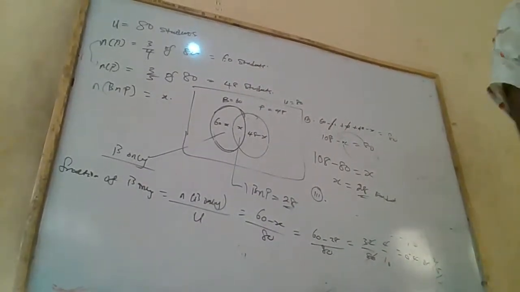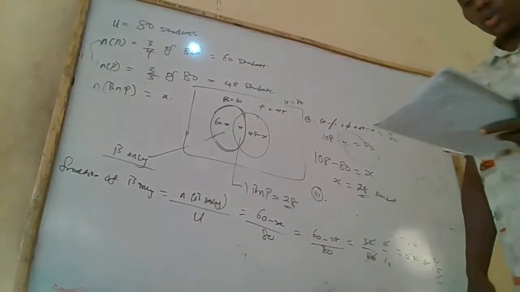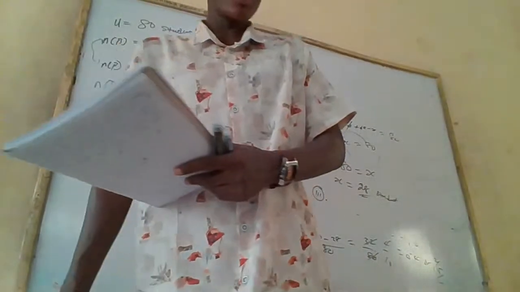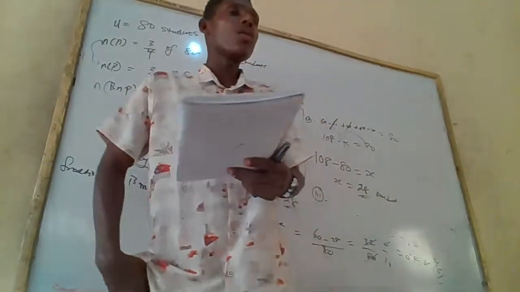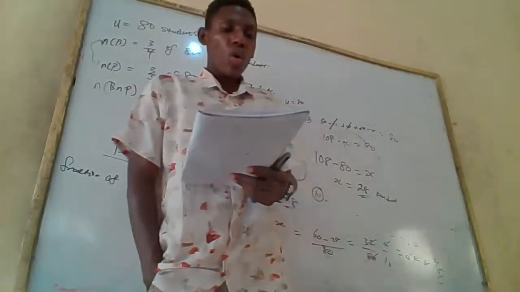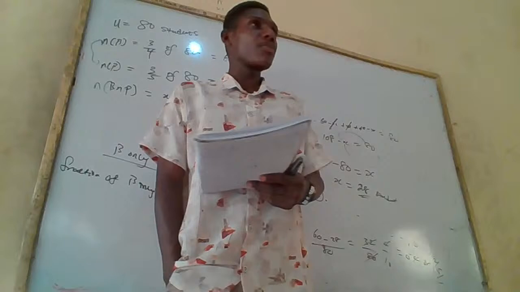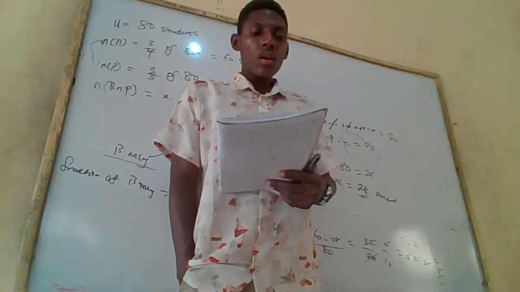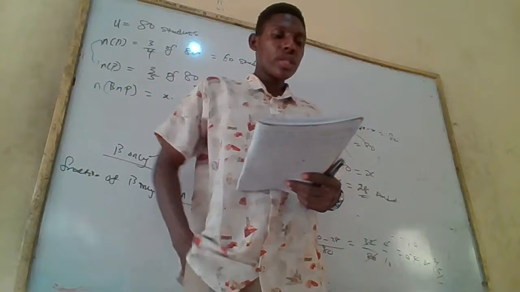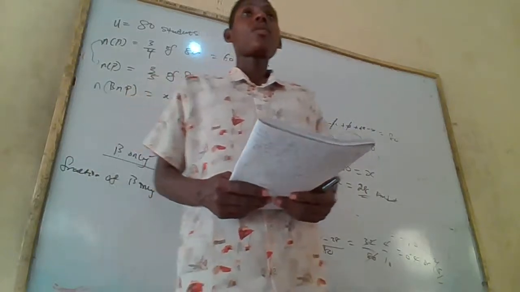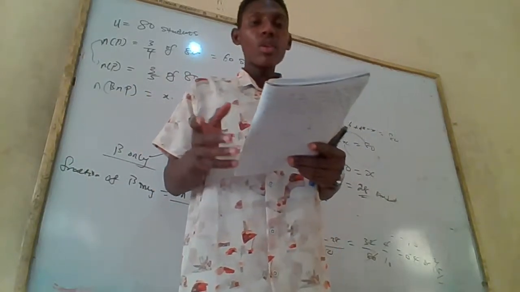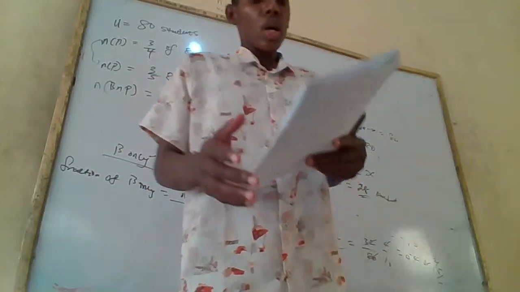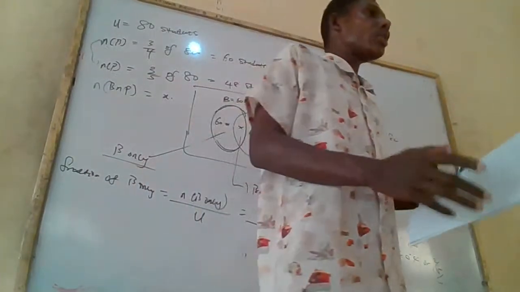Now, which of the following Venn diagrams correctly illustrates these two statements? Which of the following Venn diagrams correctly illustrates the two statements?